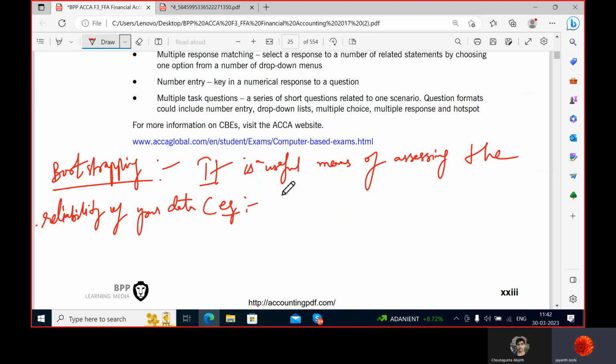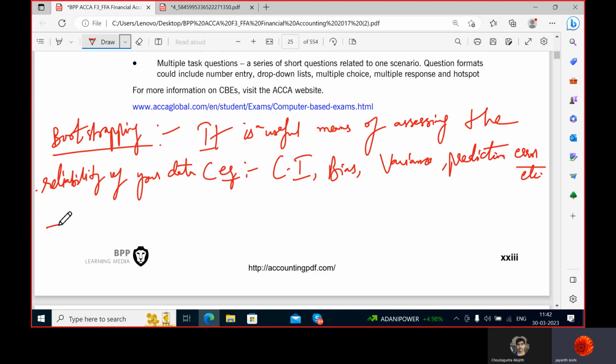Example, confidence interval, bias, variance, prediction error, etc. So what we are doing here, you should be understanding very clearly. We use the method of replacement. It refers to any metric. Same thing, like in Jackknife we are removing one thing; in this we are doing it with replacements.